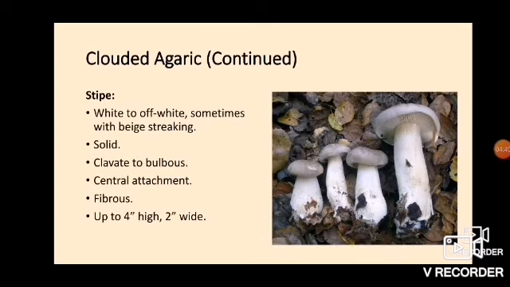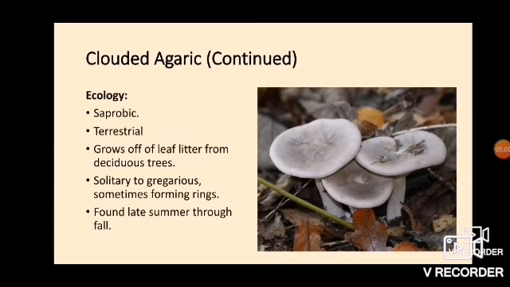The stipe is white to off-white, sometimes with a beige streaking, which you can see in the photos here. They are solid, clavate to bulbous, and you're seeing these very clavate mushrooms here. There is a central attachment to the stipe. They are fibrous. You can see that they've got these longitudinal grooves going upwards there. They're up to about 4 inches high and 2 inches wide. So the widest point would be at the base.